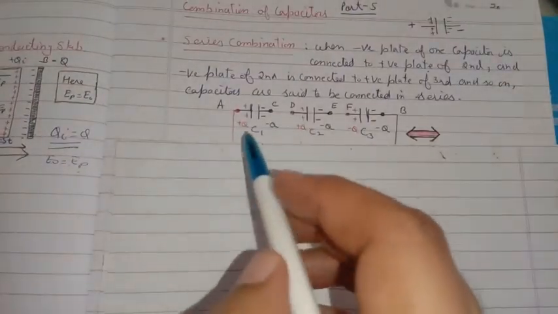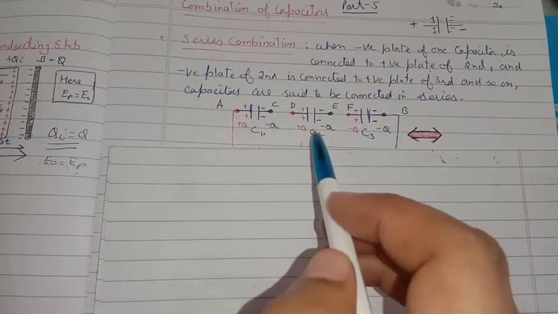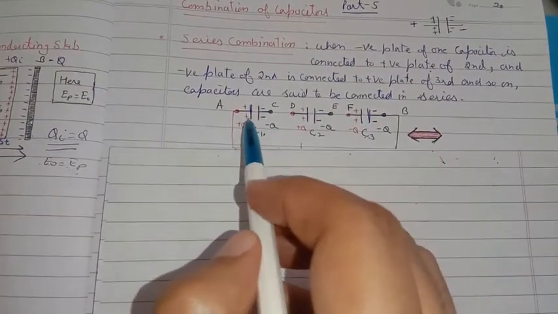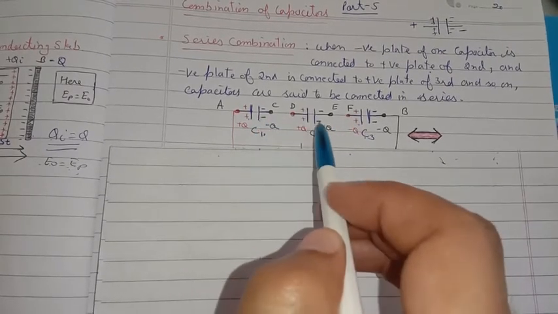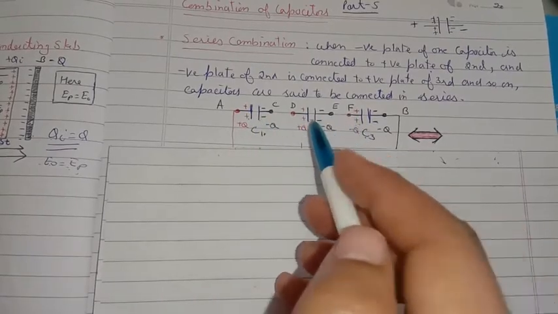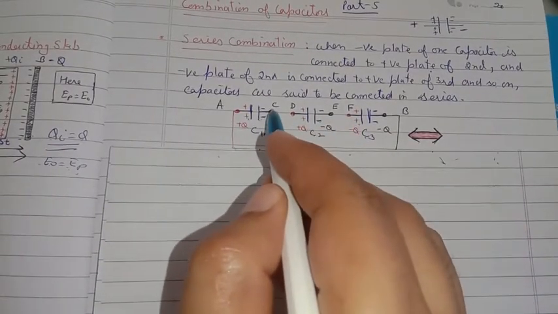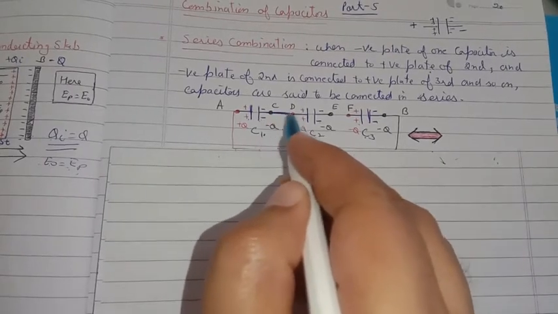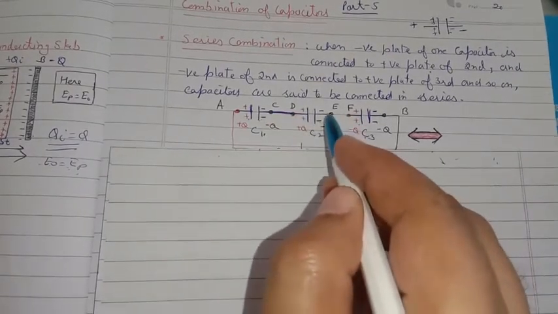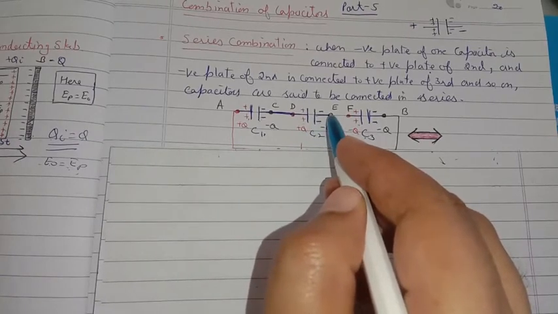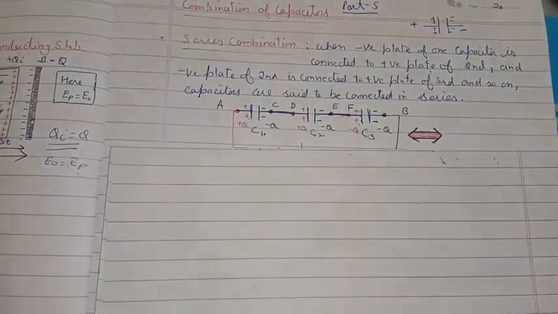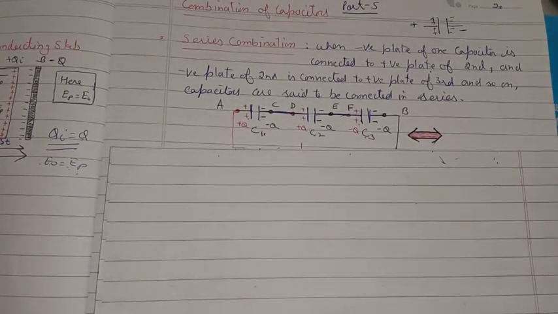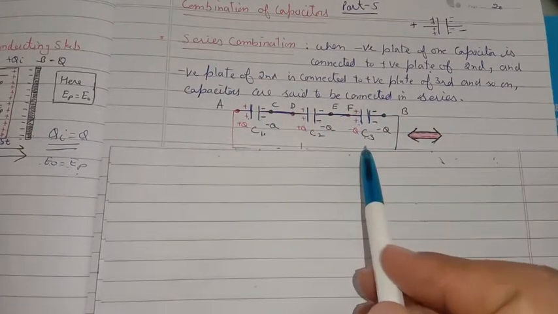So here, suppose we have three capacitors C1, C2 and C3, where the first plate of each capacitor has positive charge and the second plate of each capacitor has negative charge. Now if these capacitors are connected in such a way that the negative plate of the first capacitor is connected to the positive plate of the second capacitor, the negative plate of the second capacitor is connected to the positive plate of the third capacitor, and we keep on connecting the capacitors together in this way, then this combination of the capacitors is called the series combination.